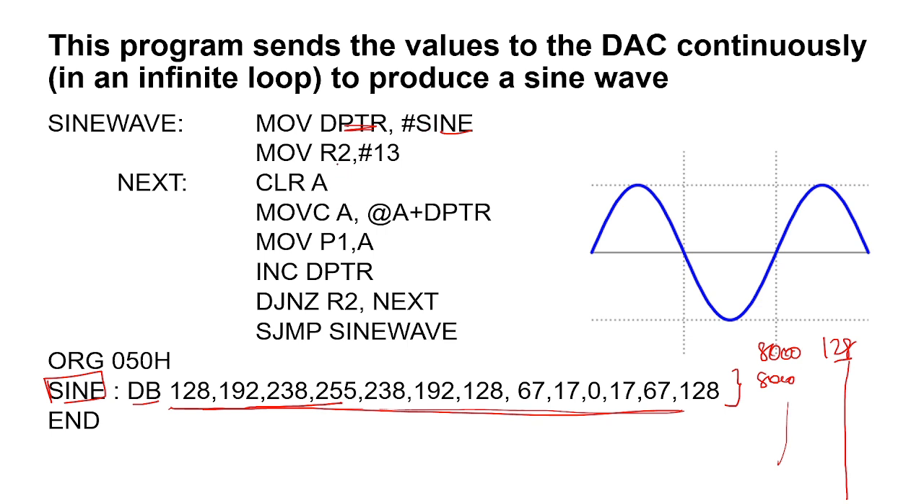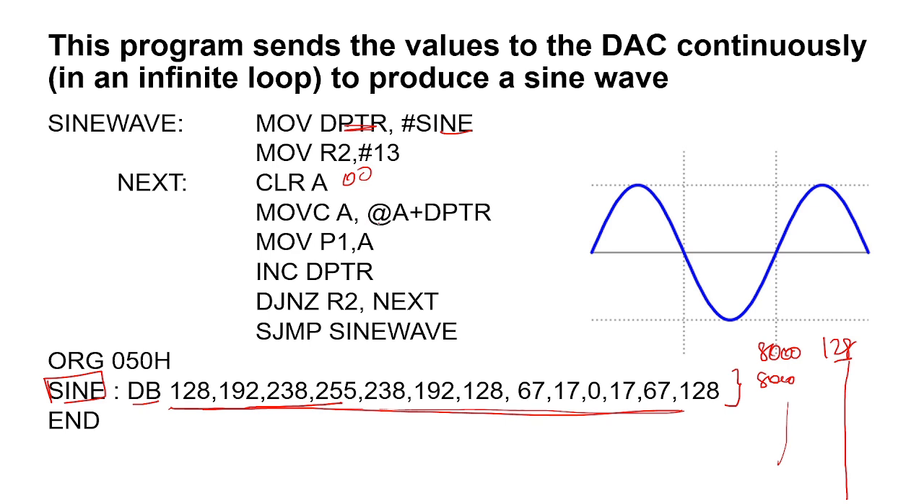Now, MOV R2, #13. Why 13? Because you have 13 values, to ensure that the 13 sine wave values represent your 0 to 360 degrees, the equivalent values. So that's why R2 is loaded with 13 decimal. Now I'm clearing the accumulator, that means A is 0.